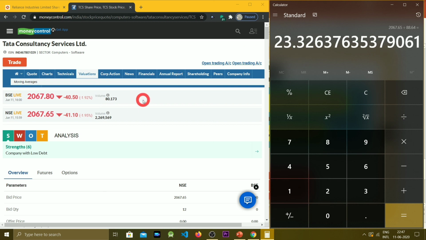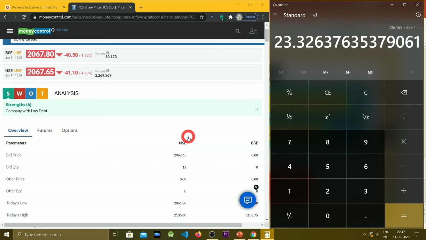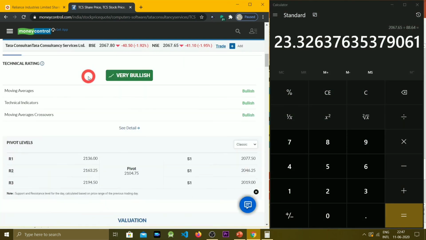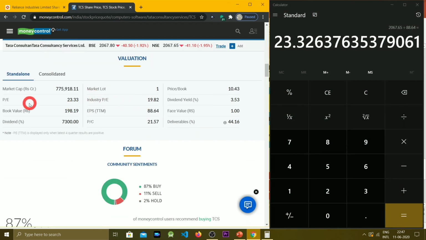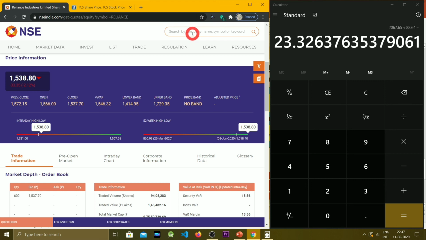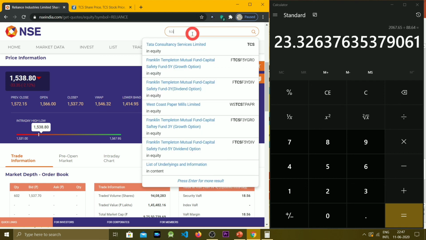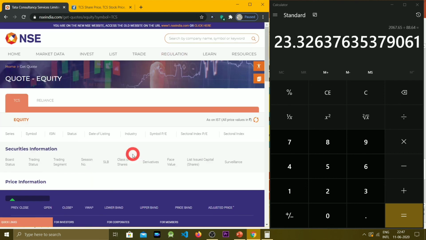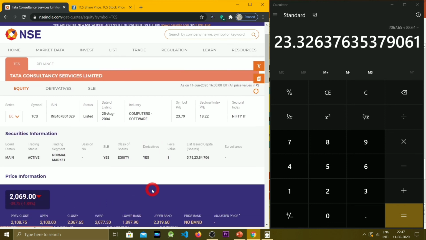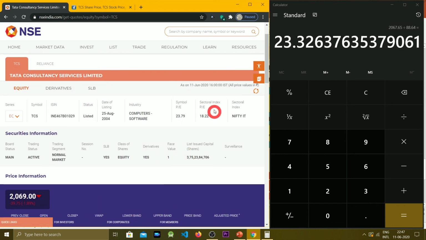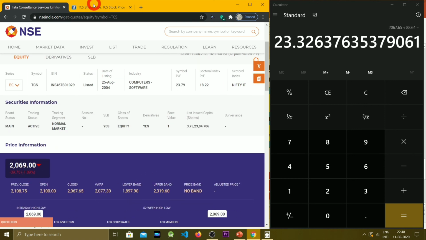So how can you confirm this? It is very easy. Firstly, on the Money Control website itself, in the valuation section, you can see that it is given as 23.3 only. And other than that, you can visit the National Stock Exchange website and type the name of the scrip you want to search for. And there you can also find the data of the current price to earning ratio to confirm it. It might vary a little bit, but on a broader sense, it will remain almost the same. So this is how you can compare it.